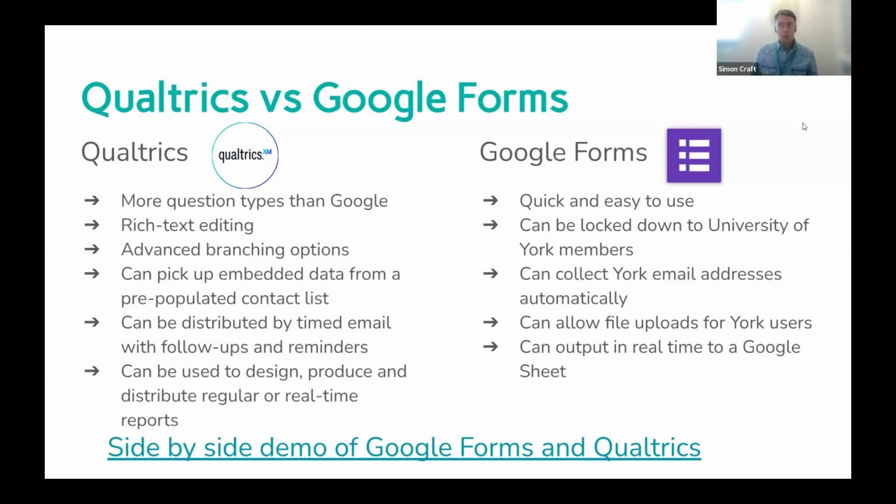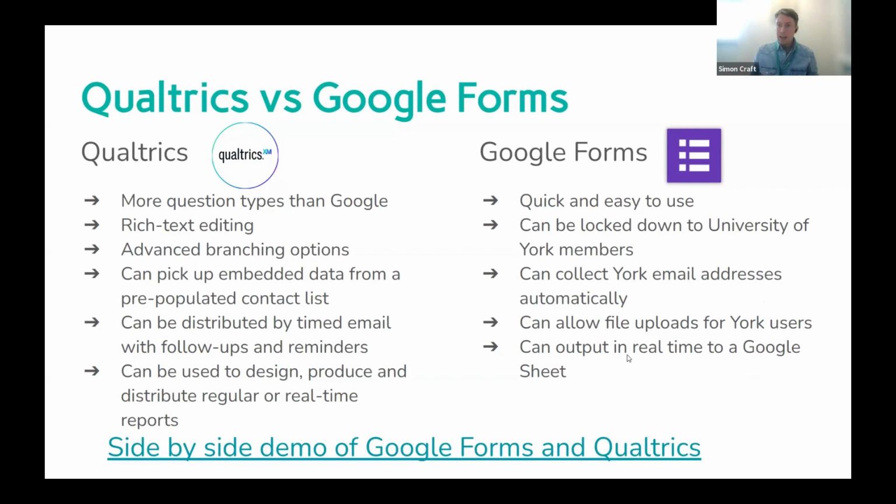And here, I just thought I'd start with a little breakdown of the difference between the two of them. So, thinking about Google Forms, first of all, the strength of that is that it's quick and easy to use. It's very intuitive, user-friendly. It's quite easy to lock down to University of York members if you want a survey just to be internal to the university. You can get it to collect York email addresses automatically. You can get Qualtrics to do that. It just takes a few more steps. And you can also output in real time to Google Sheets, which is one of the real strengths of it.